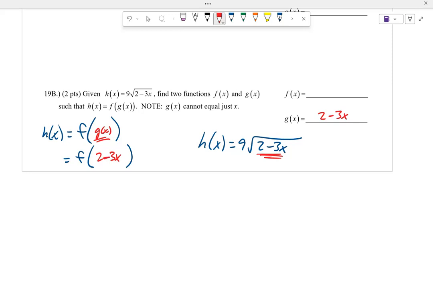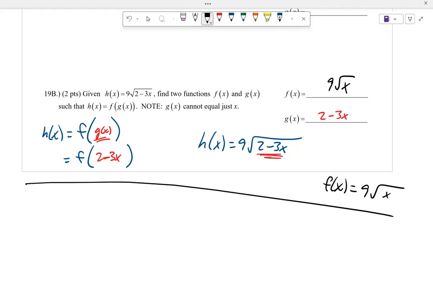Well, if 2 minus 3x becomes my input, then what would f of x be? Well, the 2 minus 3x, the stuff underneath the radical, is my input x. So my f of x would be 9 root x.